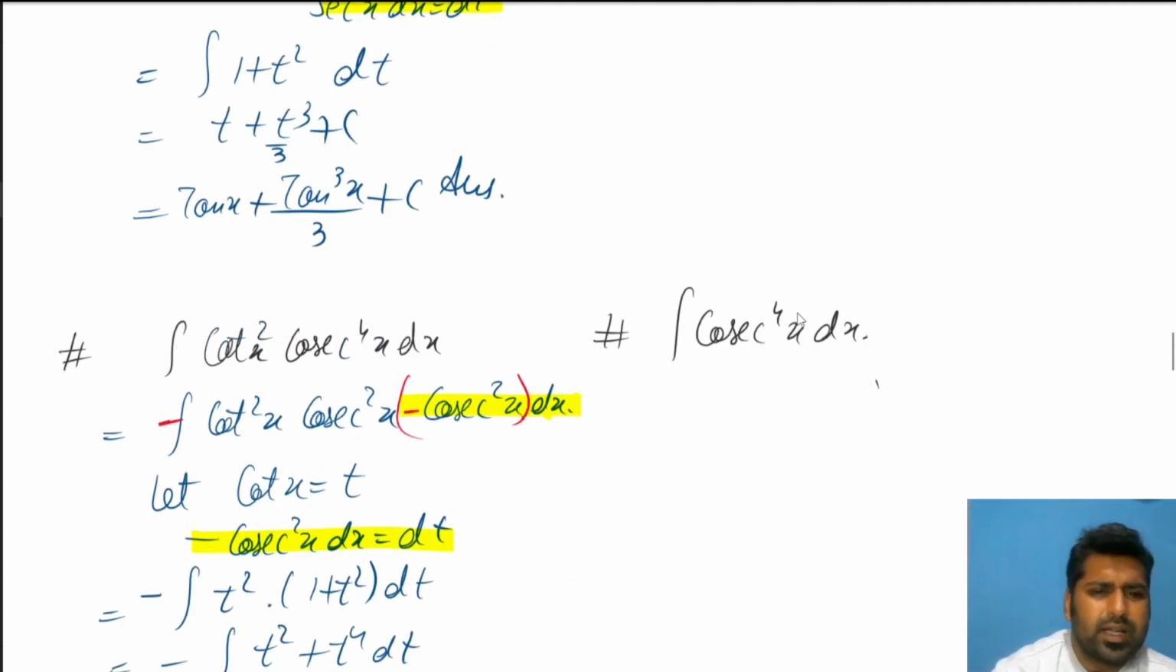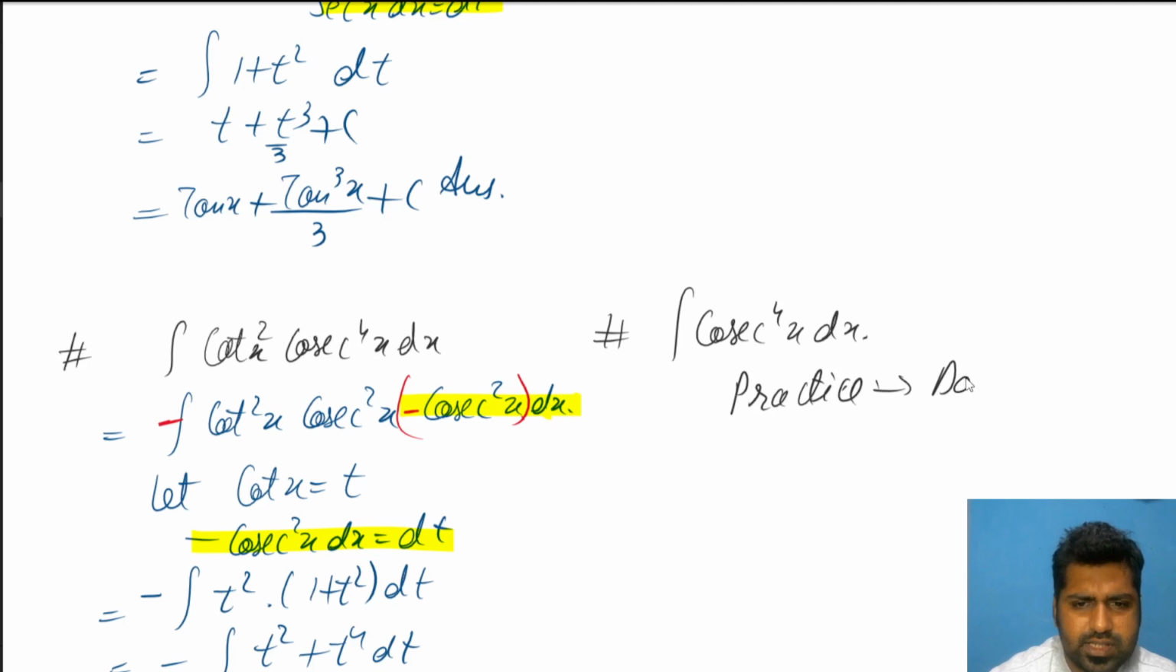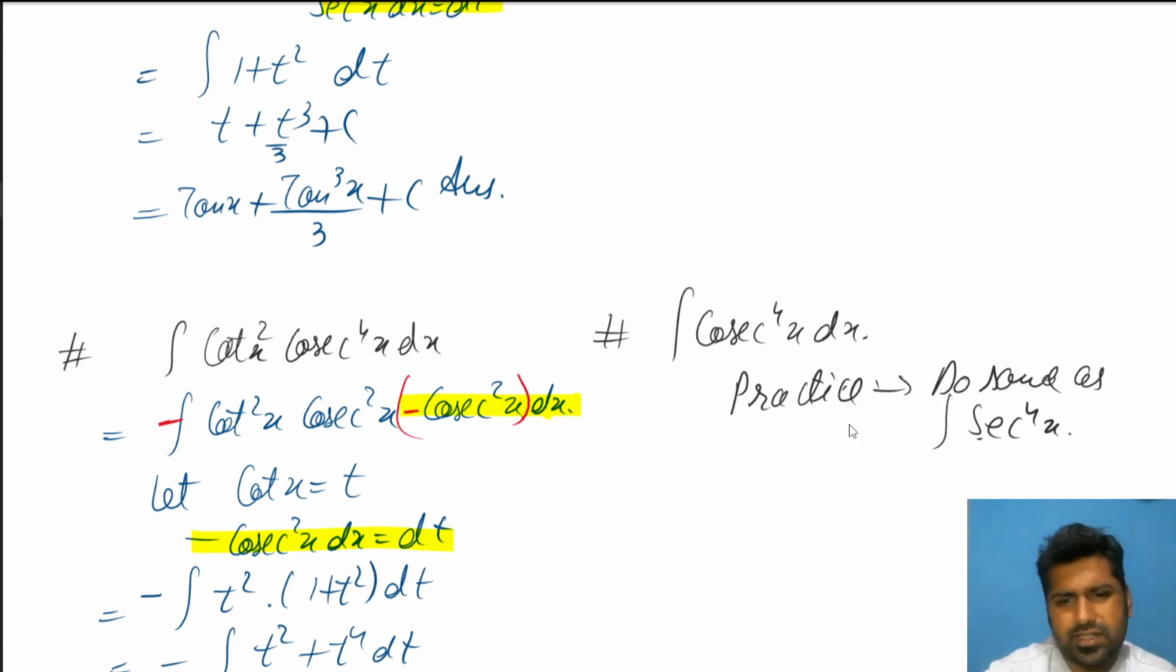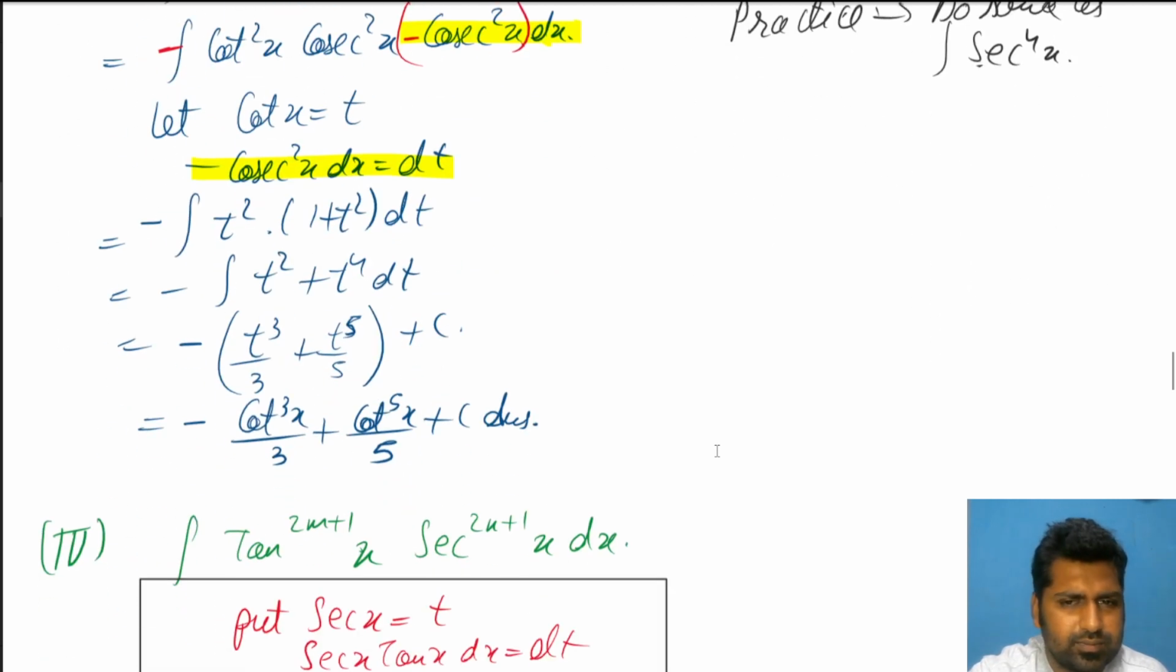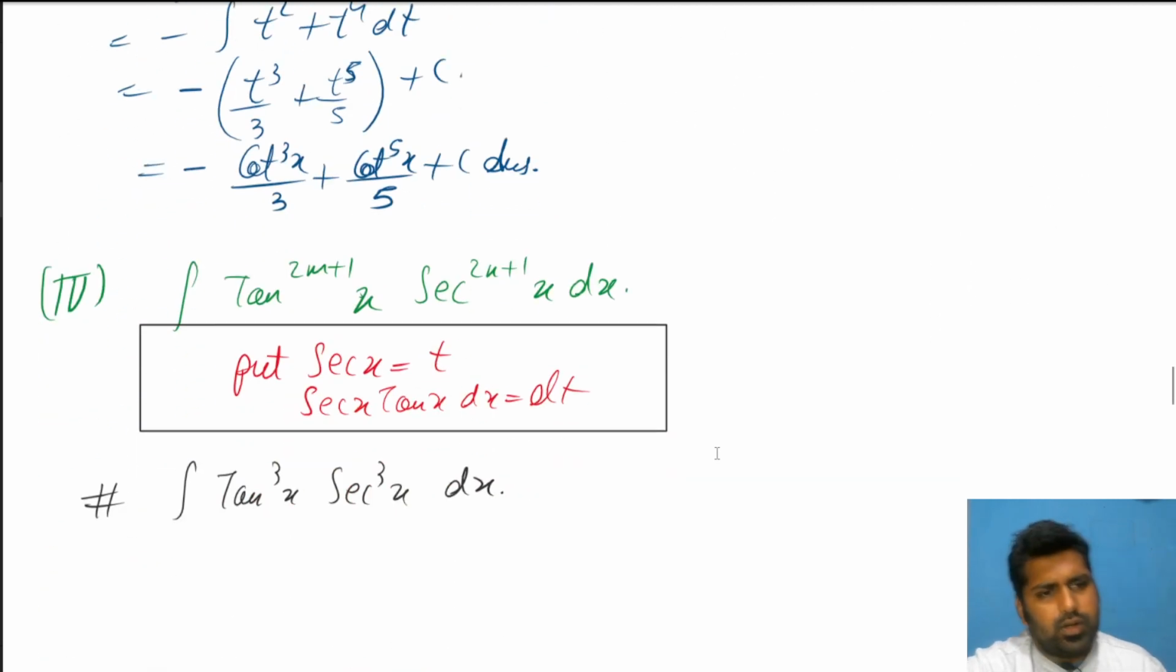Now cosec square. This is pretty much the same as sec raised to power 4, cosec power 4x. So I'm giving you this also as a practice. Do the same as sec raised to power 4x integration, just that you'll change this to cosec square and the 1 plus cot square property. That's it.